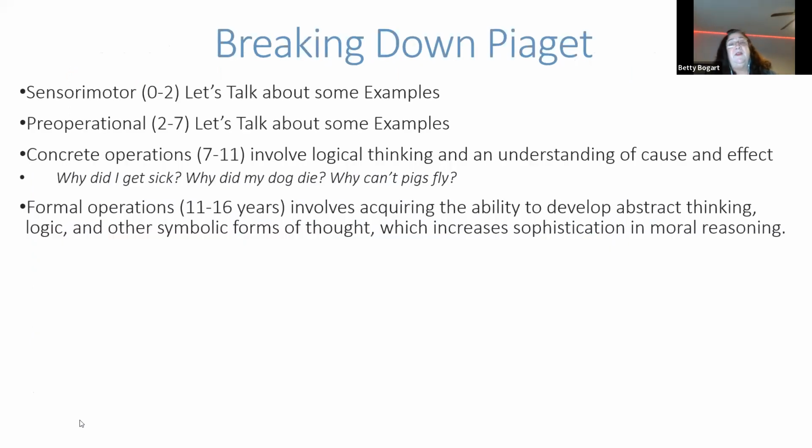So for sensorimotor, we've just given some examples, like things in the mouth. Pre-operational, we talked about riding horses and brooms and throwing sippy cups so that mommy comes. Concrete operations, now we're starting to think about things like, why did I get sick? Again, we think that age group still believes I must have done something wrong to get sick, or why did my dog die? Why can't pigs fly? They're starting to think, well, they don't have wings, so now I'm starting to understand that. And I've already discussed formal. Now they really can figure things out with abstract logical thinking.